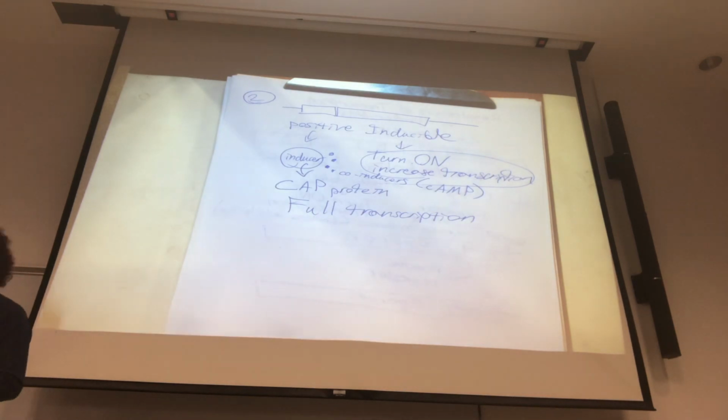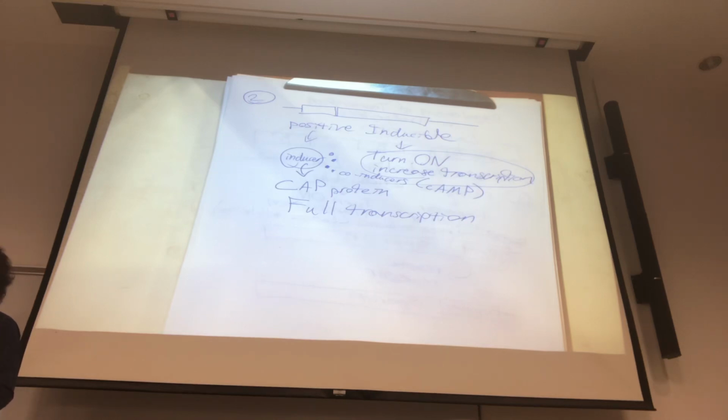So, step 1 is removing the parking brake, removing the repressor. Step 2 is stepping on the gas, adding the CAP protein to the Lac Operon so that you fully transcribe this gene. Yes? So 1 and 2, those are part of the Lac Operon, how it modifies the transcription. Yep. Both are necessary for full regulation of the Lac Operon.